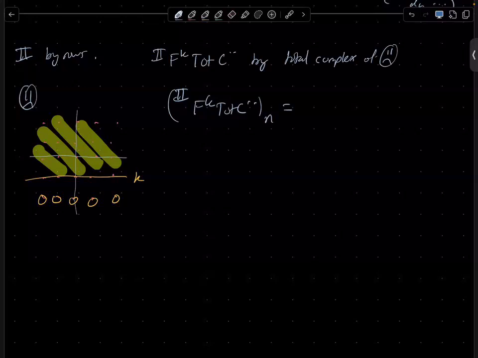And the nth piece in this total complex is, again, the direct sum over p plus q equals n, but now q greater than or equal to k, of C_PQ. Similarly, now we get E0 PQ for the second one. That's just going to be C_QP, okay? Notice I've switched P and Q here.